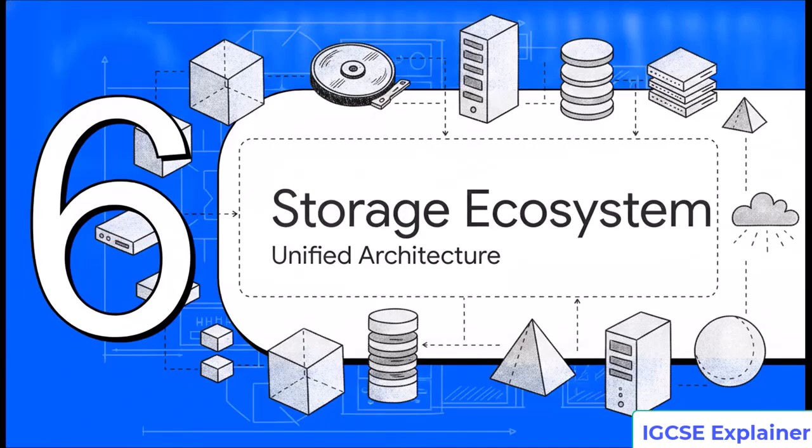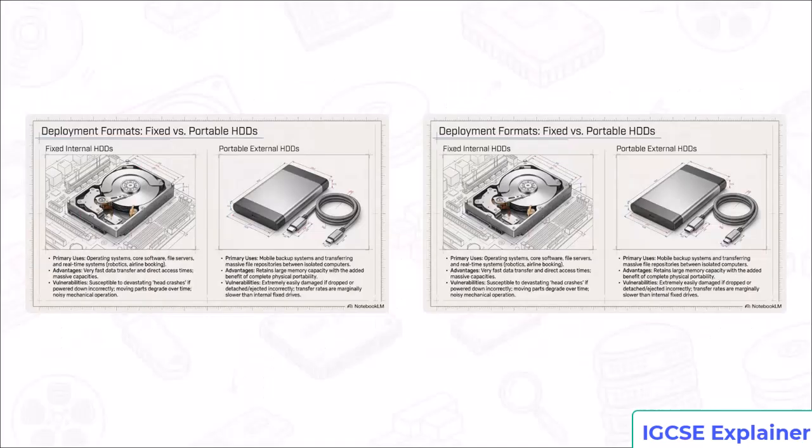Section 6. The storage ecosystem. So how do these geometric designs actually deploy out in the real world? Well, on one side of things, we have fixed internal HDDs. These sit tightly inside your computers or your file servers, powering operating systems and real-time systems like airline booking with extremely fast direct access. Though, because of all those moving parts, they are susceptible to really devastating head crashes if they're powered down incorrectly.